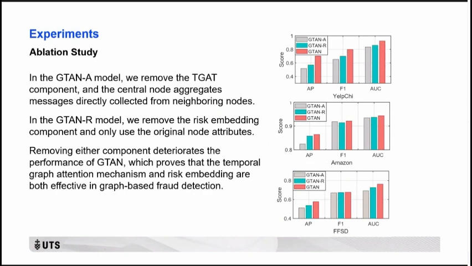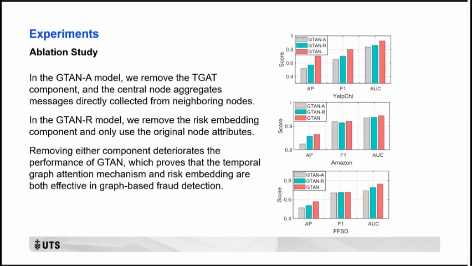The proposed model contains some key components, and we verify the effectiveness by evaluating each component, respectively. Specifically, we evaluate 2 variants, namely GTAN-A and GTAN-R. In the A model, we remove the TGAT component, and the central node aggregates messages directly collected from neighbor nodes. In this case, we obtain the transaction embeddings from all the neighbor embeddings with the same weight instead of adaptively adjusting the weights of neighbor nodes. In the R model, we remove the risk embedding component and only use the original node attributes.